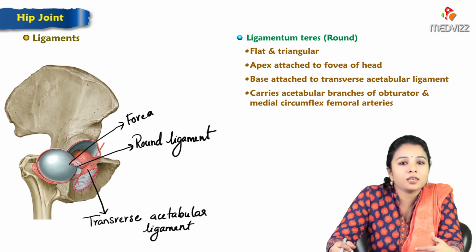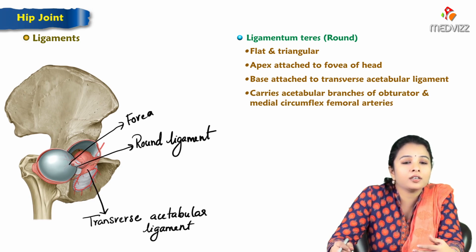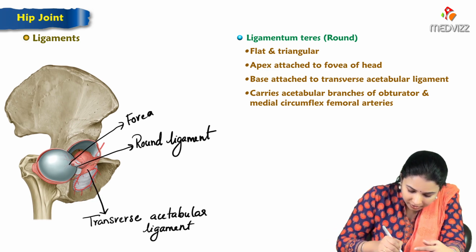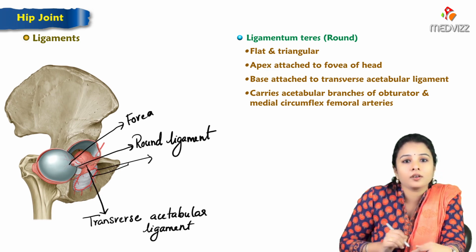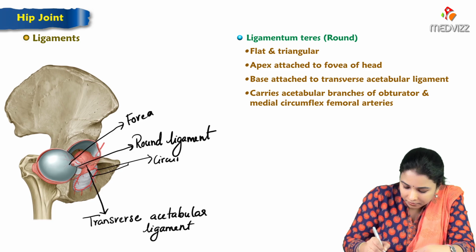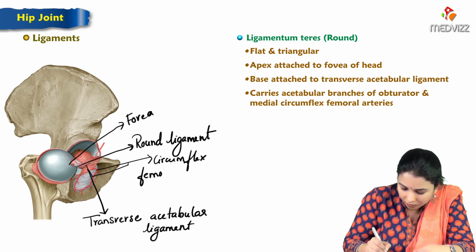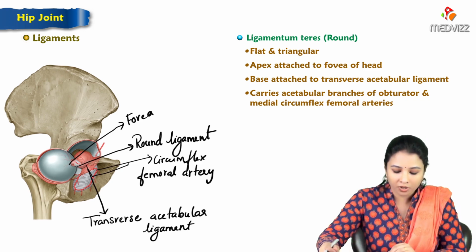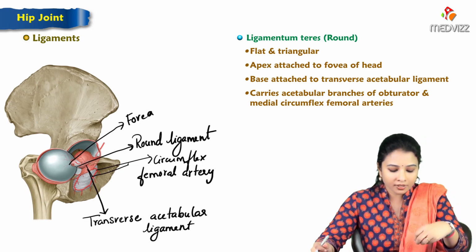It carries the acetabular branches of the obturator and medial circumflex femoral arteries. So we can see the branches, arteries here, which are the circumflex femoral arteries. So it carries branches of the circumflex femoral arteries to supply the head.